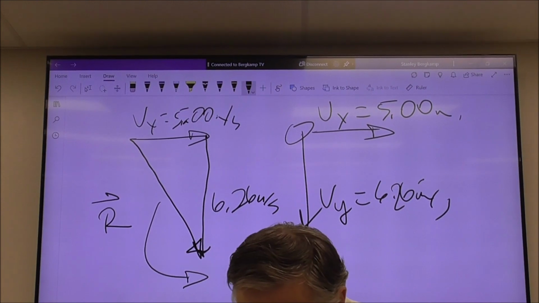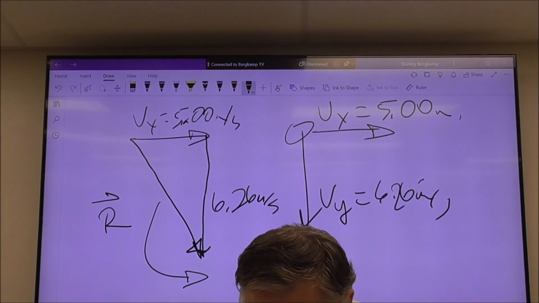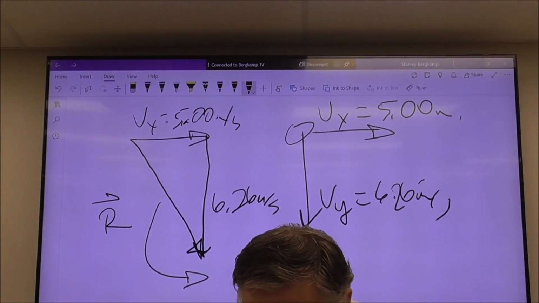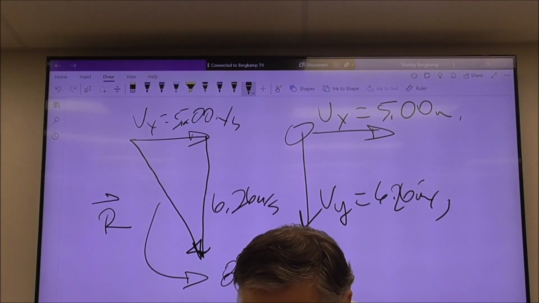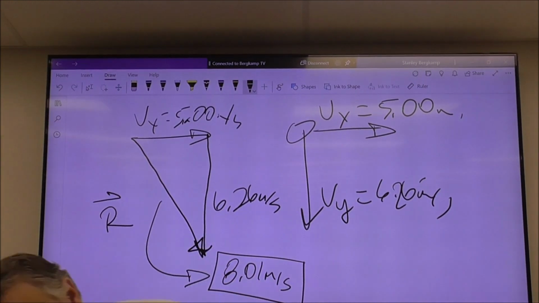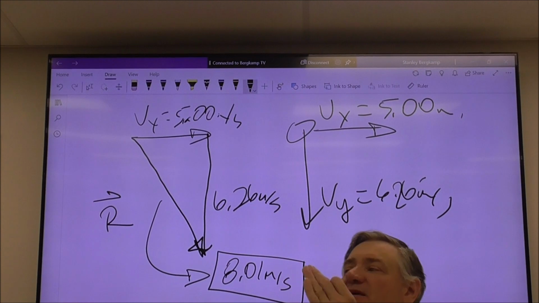So 25 plus 6.26 squared, and square root of that. Should be around 8 or 9 maybe. 8.01. Oh, not bad. Okay, so the 8.01 meters per second is the speed.